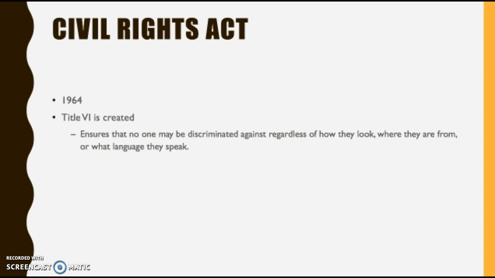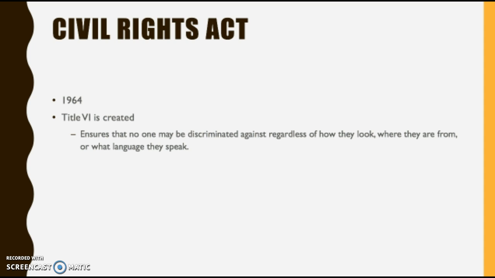So the first thing we're going to look at is the Civil Rights Act of 1964. This created Title VI. Basically, it ensures that no one may be discriminated against regardless of how they look, where they're from, or what language they speak. This was created in 1964, which was the era of the civil rights movement. A lot of that movement was going on. And so this is where we're starting out.